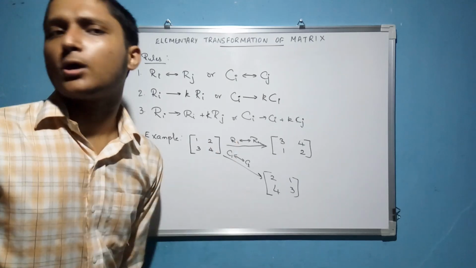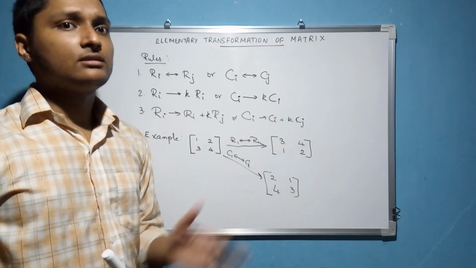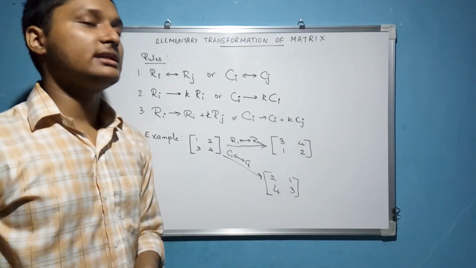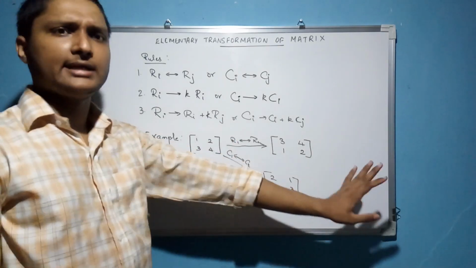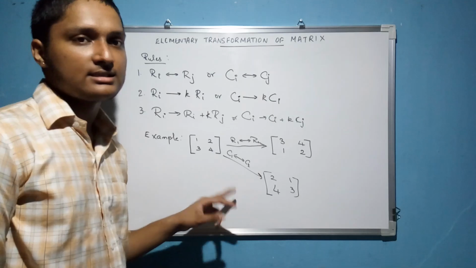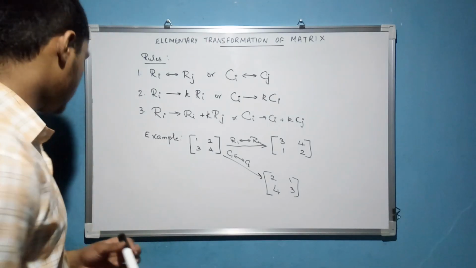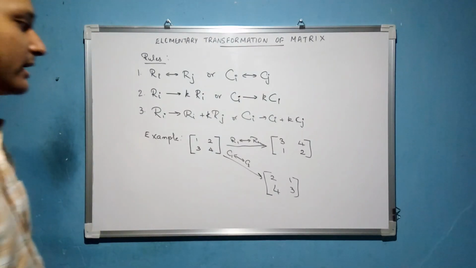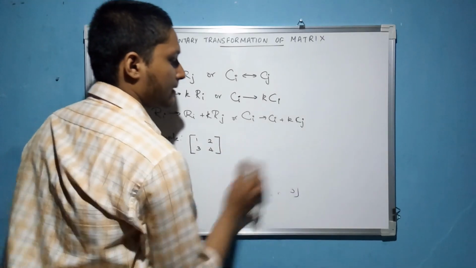Even if you have one more column, maybe you are having a third column and you are getting a square matrix of order 3, you are not bothered about the third column. You are asked only to interchange the first and the second column. That is the thing you need to do. Okay, that was the first one.